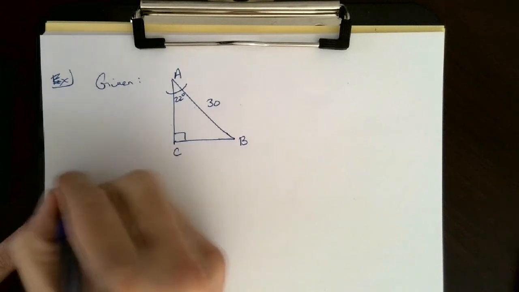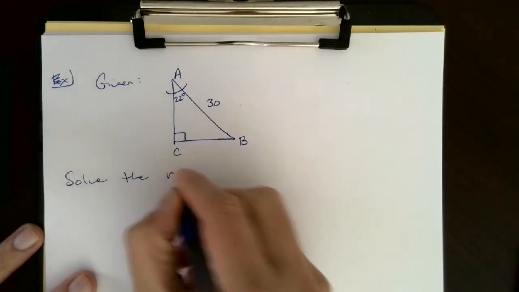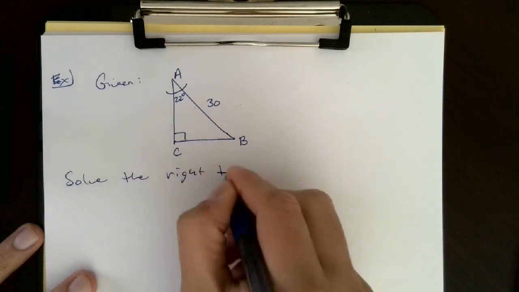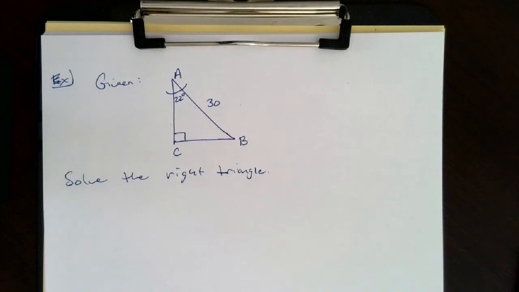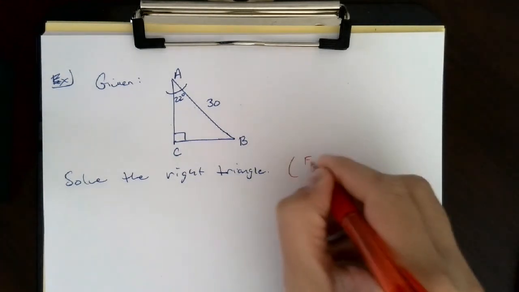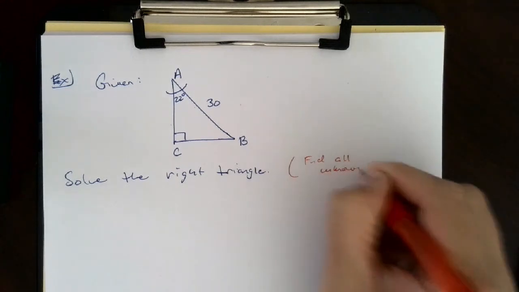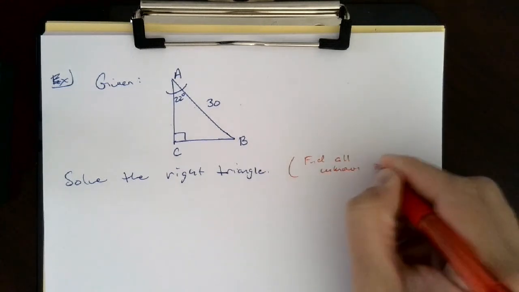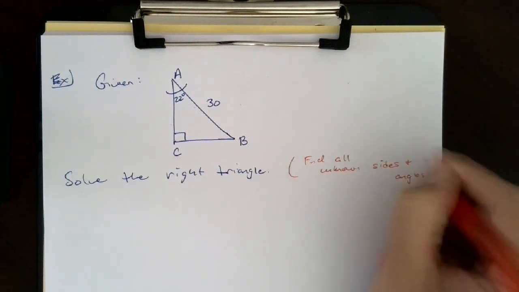What I'm going to ask you to do is solve the right triangle. Now when I say solve the right triangle, it really means find all unknown sides and all unknown angles, right? So this really means find all unknown sides and angles. That's all it means.